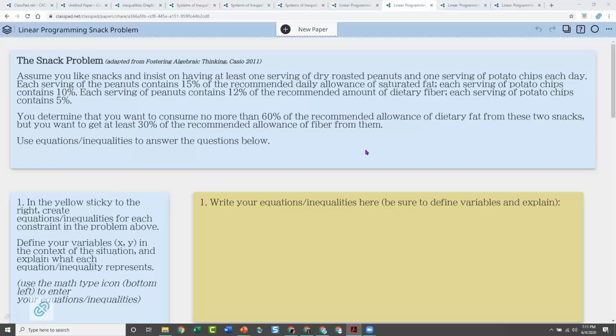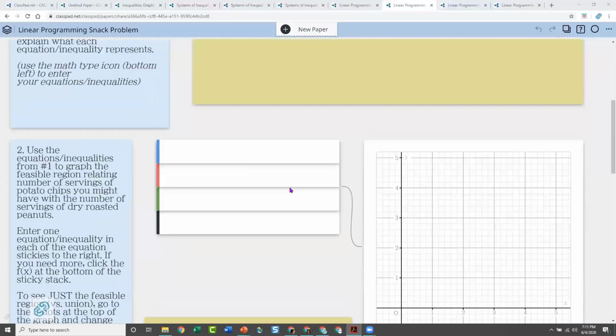So see if you can come up with some things that are constraints for this problem. It's different from a system of equations, which tends to be two or three. This one might have many, many constraints depending on the situation.